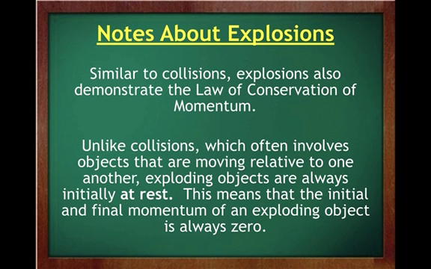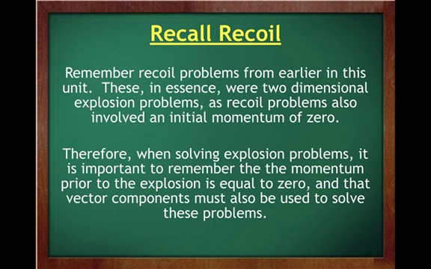So you're always starting with your initial momentum, the sum of all those components, being zero. Knowing that the final momentum is supposed to be zero as well can help you find the relative velocities of different fragments. If we go back and tie this into recoil, recoil problems were essentially two-dimensional explosion problems, because recoil started with that initial momentum of zero. Same thing here in explosions, where we're starting and ending with a momentum of zero, and that can help figure that out.